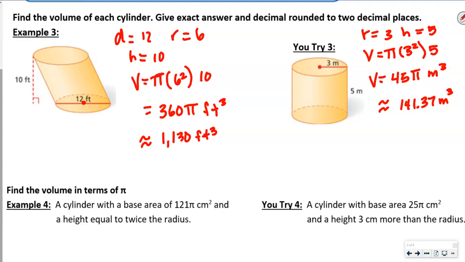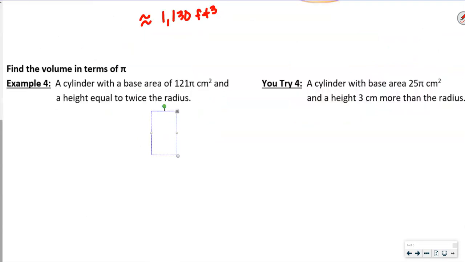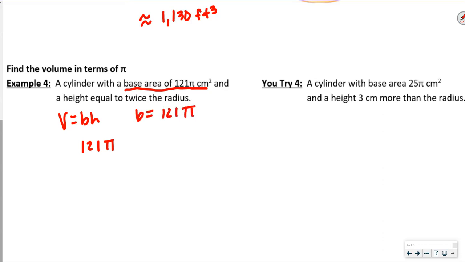So now flip your paper over, and we're going to go to the back. Let me extend this page a little bit so I can move a little. This one says find the volume in terms of pi. So a cylinder with a base area. So base area, remember, volume is equal to base times height, right? So that means our base is going to be 121 pi. And then it says a height that's equal to twice the radius. So our base is equal to 121 pi, and we know that that's equal to pi r squared. Well, it's telling us that the height is equal to twice the radius, right? So we've got to find the radius to find the height.